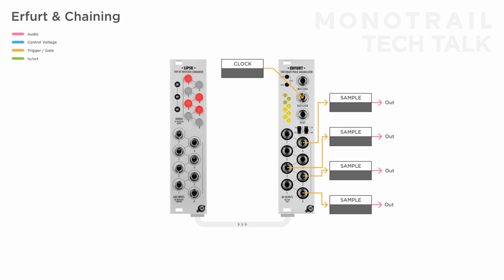You can expand on this by sending an external reset to Erfurt, gates to Lipsk to change sequences, and of course you can even self-patch the system and feed gates from Erfurt back to Lipsk. This setup offers a lot of pattern generation and can be an interesting gateway into the subsystem.